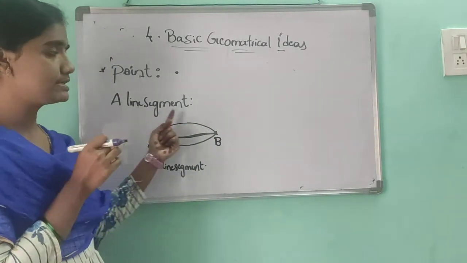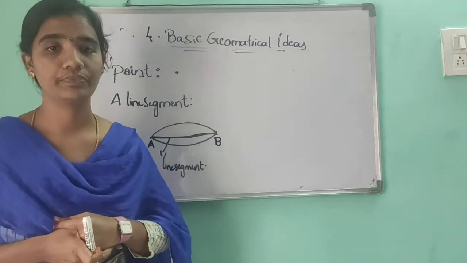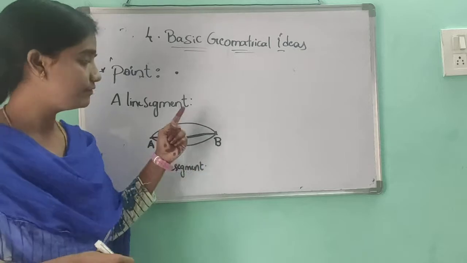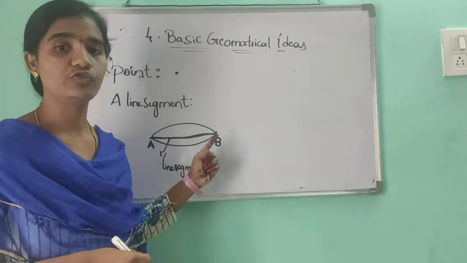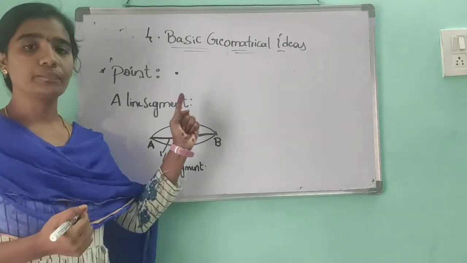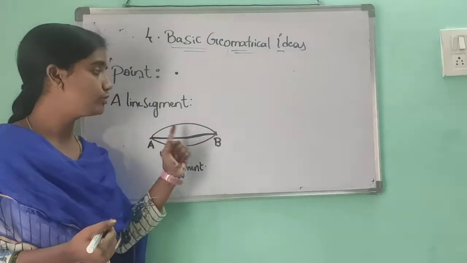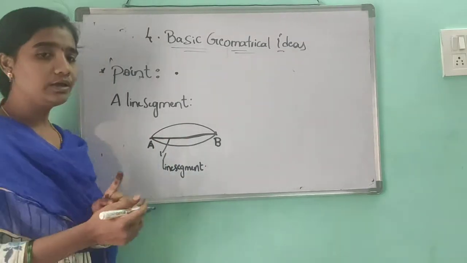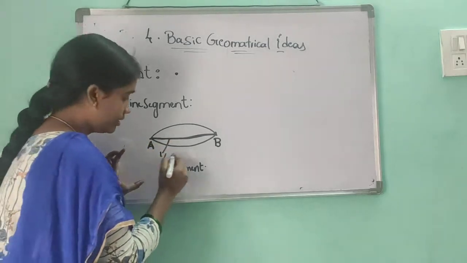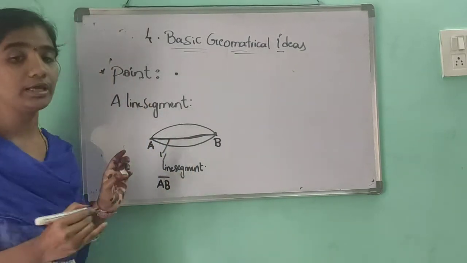So this line is called a line segment. The line segment is a line which joins 2 points, A to B. Here we can represent it as AB bar.